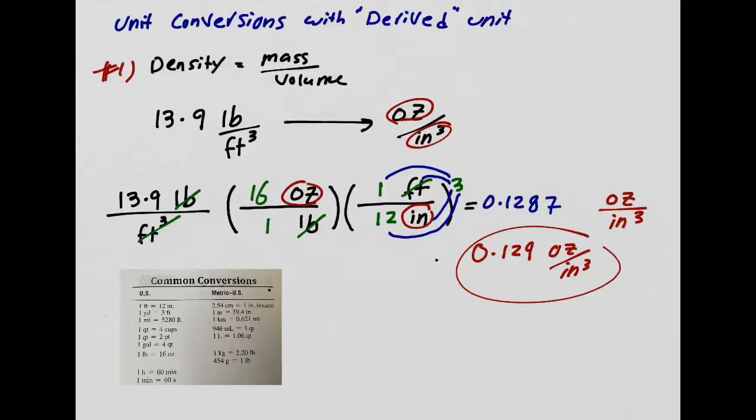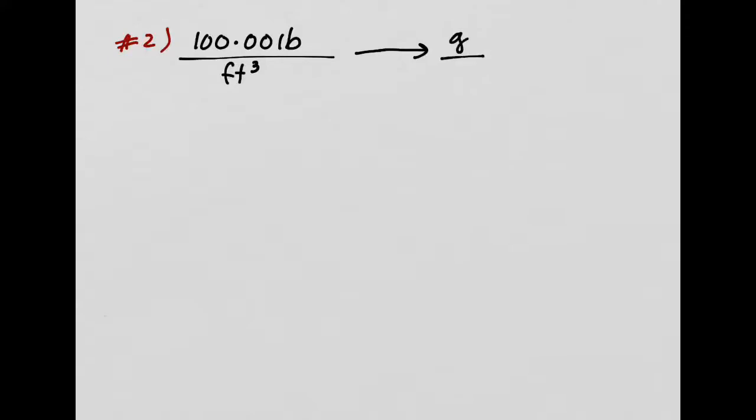Now, let's do another practice problem like this. Here is our number 2. You ready? I'm going to give you another density unit: 100.00 pounds over cubic feet. And this time I want you to convert it to grams per centimeter cubed.